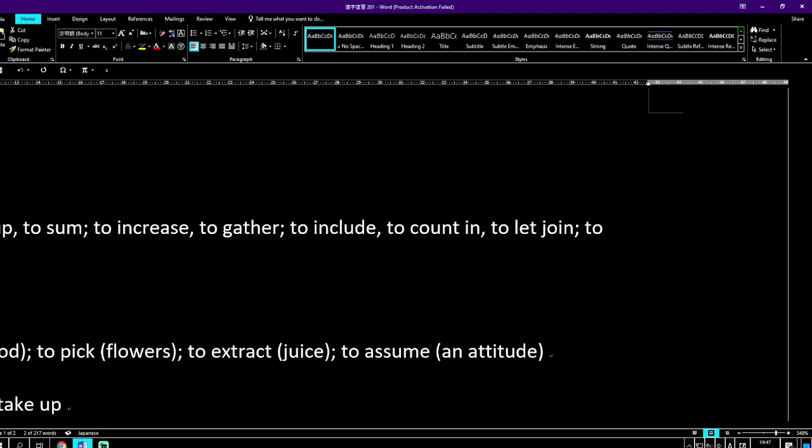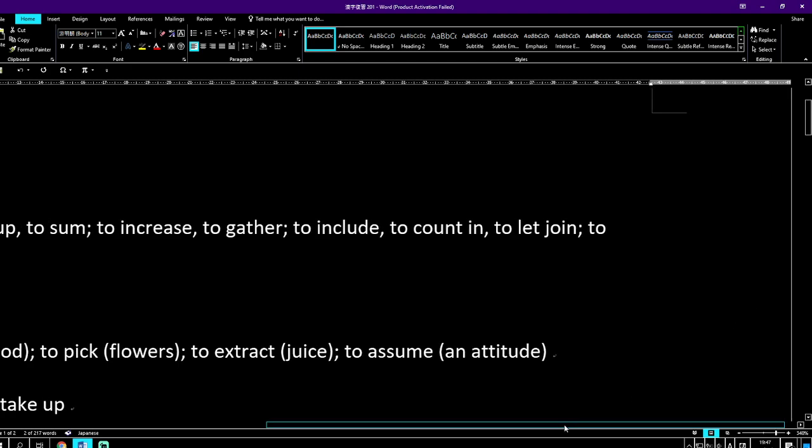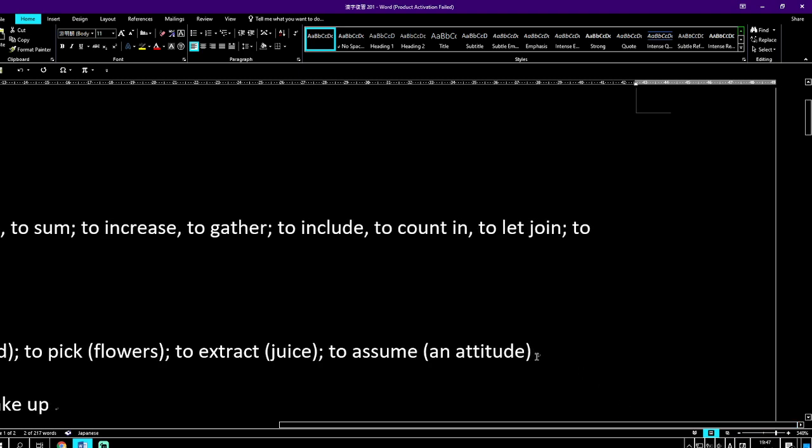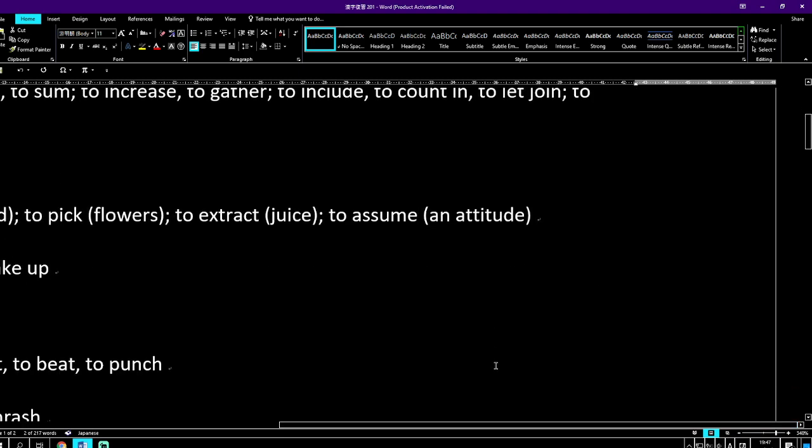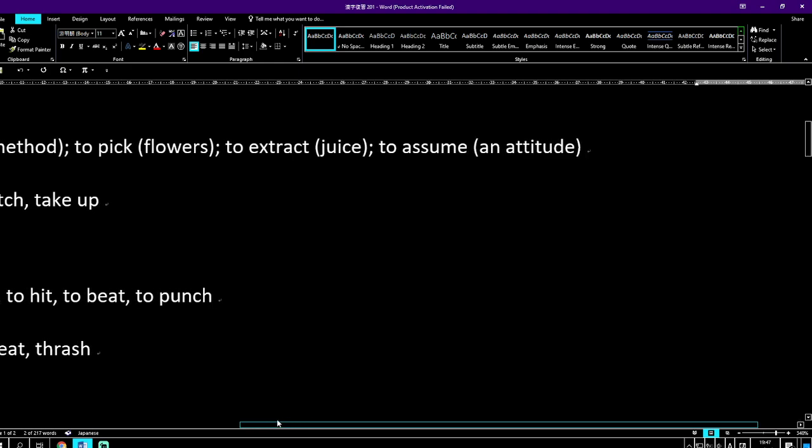To pick flowers or to extract juice is toru, with the hand of a human, the hand of an animal, both doing the same thing. Toru. Is there one between you guys? Nope. Next, to beat, to punch is naguru, with you're shooting at a target that is the ward radical. A weapon. Naguru is to beat, hit, strike, or punch.